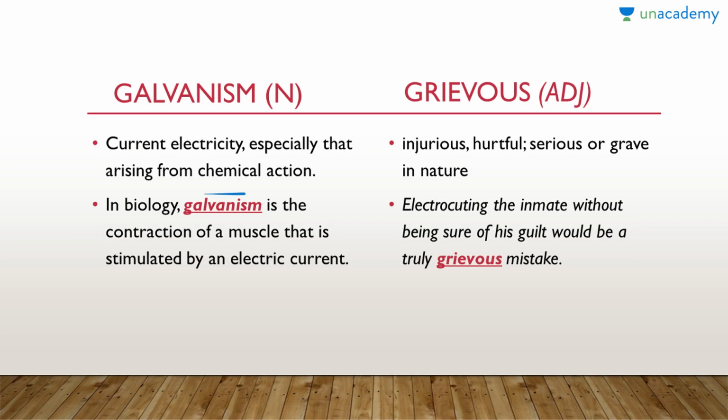Galvanism is a noun, which means current electricity, especially that arising from chemical action. So in a sentence it'll read, in biology, galvanism is the contraction of a muscle that is stimulated by an electric current. Grievous, adjective, which means injurious, hurtful, serious or grave in nature. In a sentence it'll read, electrocuting the inmate without being sure of his guilt would be a truly grievous mistake.